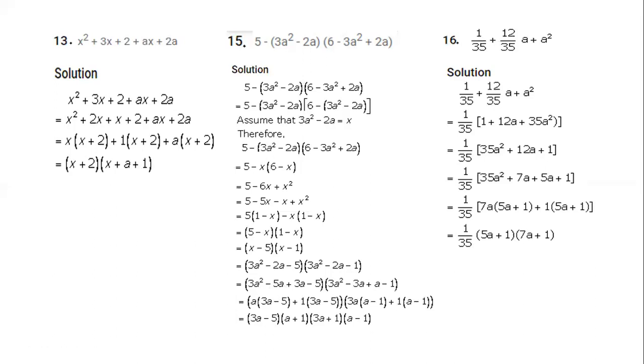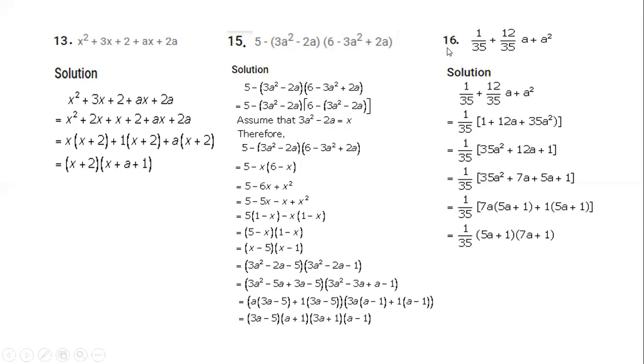This is a very important question because here, after solving this expression by taking 3a square minus 2a as x, we again get two quadratic trinomials and we have to find those expressions, and our solution must be (3a minus 5)(a plus 1)(3a plus 1)(a minus 1).